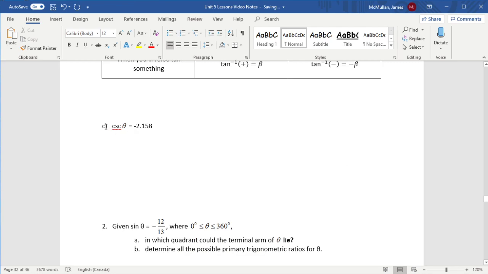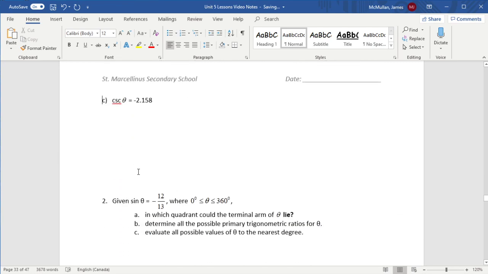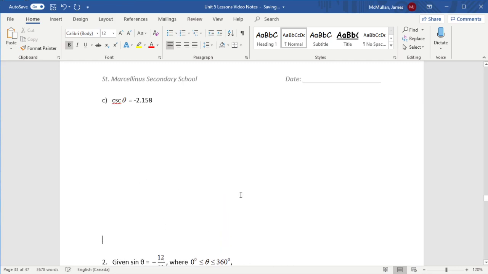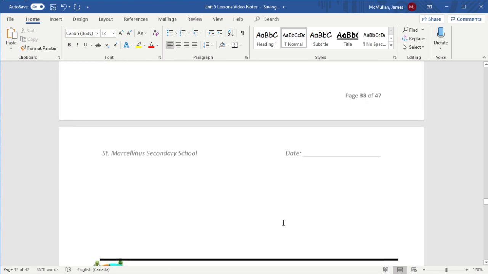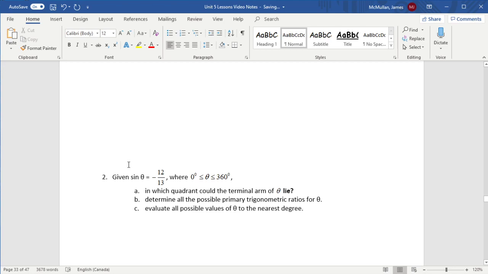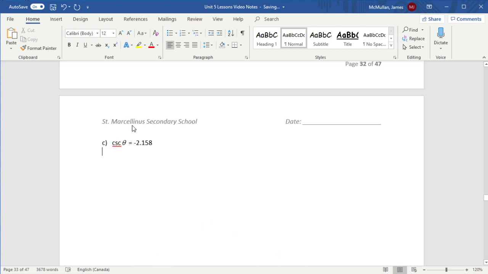Now, this next one, it says cosecant theta is negative 2.158. I think we have another. Do we do another one with cos? I'll change the last one to cos so that we get to practice a cos, because otherwise these are going to be the same.